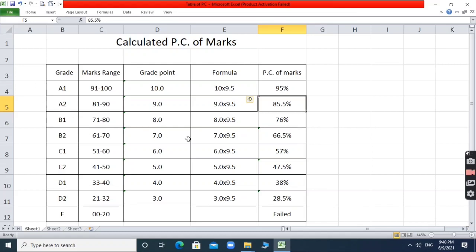So in this way, you can calculate your percentage and convert CGPA into percentage by applying the formula 9.5. Now you have seen the formula, and you can put the formula into your marks and convert the grading points into percentage whenever necessary. Thank you.